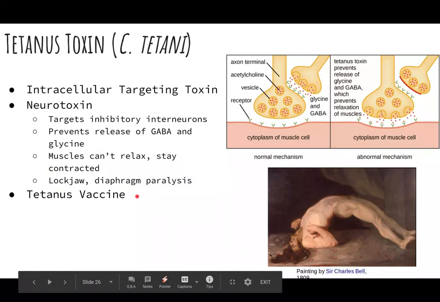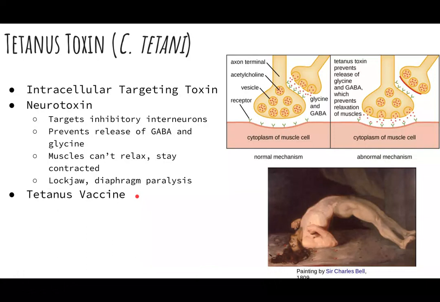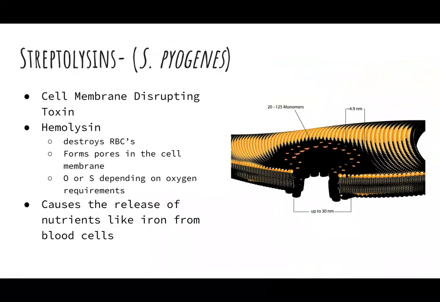Fortunately, we do have the tetanus vaccine, which is going to cause your body to produce antibodies that don't target the Clostridium tetani. They actually target the tetanus toxin and prevent it from binding to your neurons and from causing the effects.